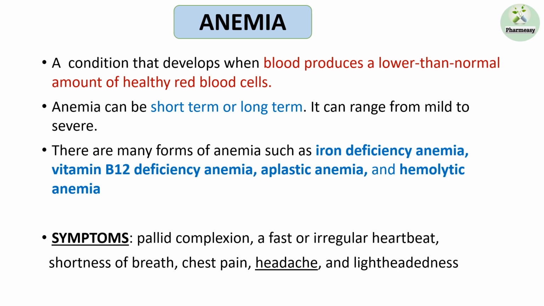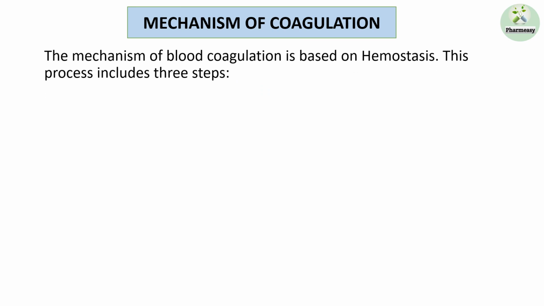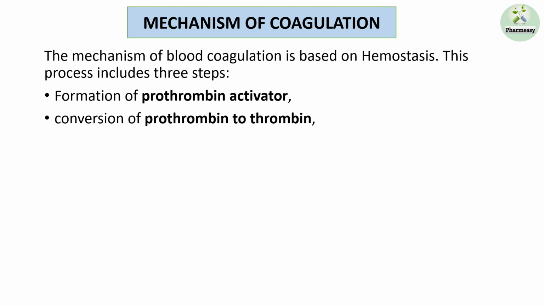Symptoms of anemia are pallid complexion, fast or irregular heartbeat, shortness of breath, chest pain, headache, and lightheadedness. Next topic is mechanism of coagulation. The mechanism of blood coagulation is based on hemostasis. This process includes 3 steps. First one is formation of prothrombin activator. Second is conversion of prothrombin to thrombin. And the third one is conversion of fibrinogen into fibrin.